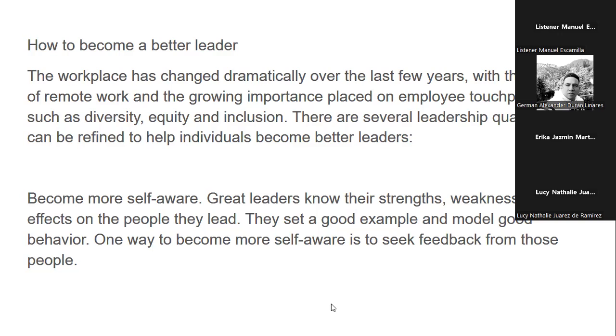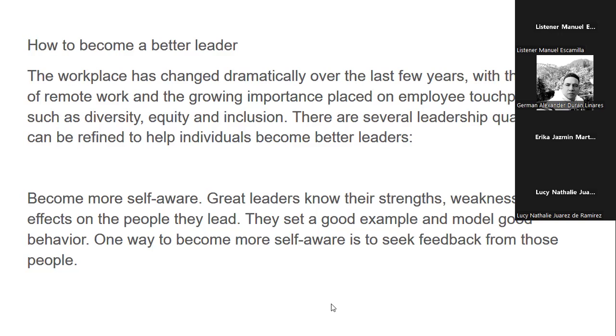And the other one says, become more self-aware. That is a very good advice. Now, what is to become more self-aware? What do you understand on that? It's like you know about yourself and you are sure.